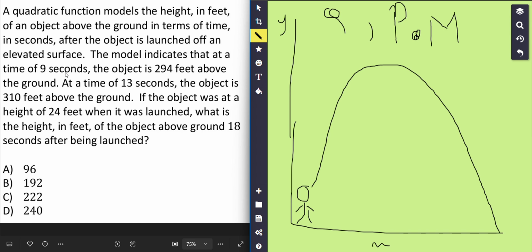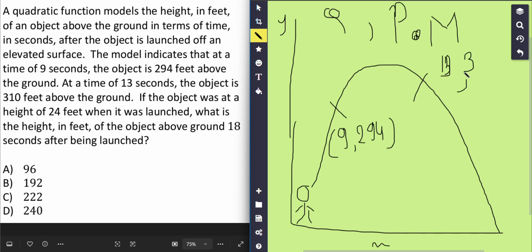The model indicates that at the time of 9 seconds the object is 294 feet. So let's say this is 9 seconds, then the height will be 294 feet. So we have one coordinate here, and at the time of 13 seconds the object is 310 feet. So here is 13 seconds, and at 13 seconds it's 310 feet above the ground. So here are two coordinates.